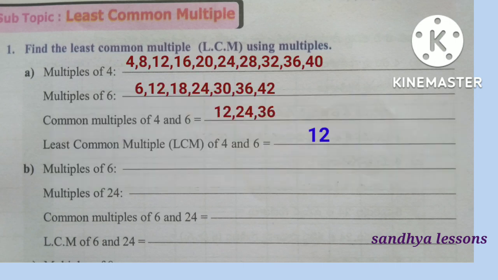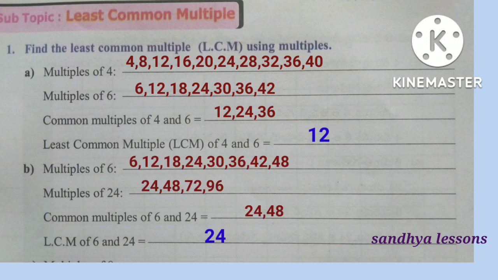A problem. Multiples of 4 are 4, 8, 12, 16, 20, 24, 28, 32, 36, 40. Multiples of 6 are 6, 12, 18, 24, 30, 36, 42. Common multiples of 4 and 6 are 12, 24, 36. Least common multiple of 4 and 6 is 12.